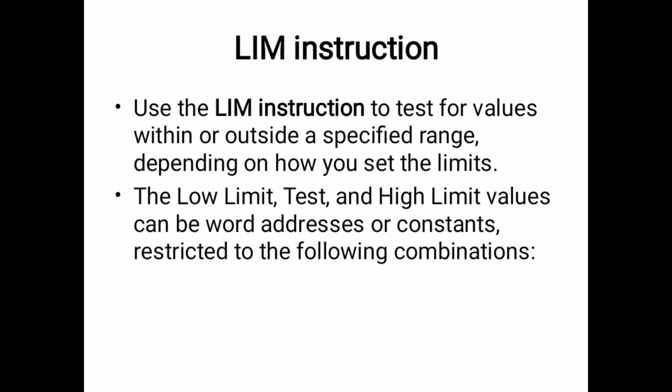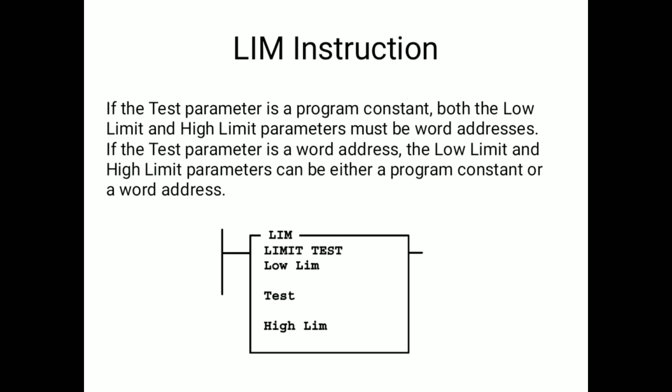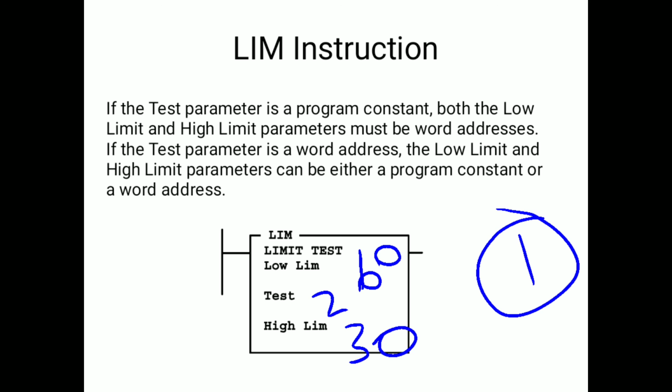Then there is the limit instruction. The limit instruction is used to test whether the value is within the specified range which you have set or not. Suppose for an AC room temperature the low limit is 10 and the maximum is 30. If we put 20 in the test variable, it is in the range and will produce output 1. If I give a test value of 40, then it is not in the range, and the output will be 0. So this is the way we represent the limit instruction. In this lecture we have studied all the comparison instructions.